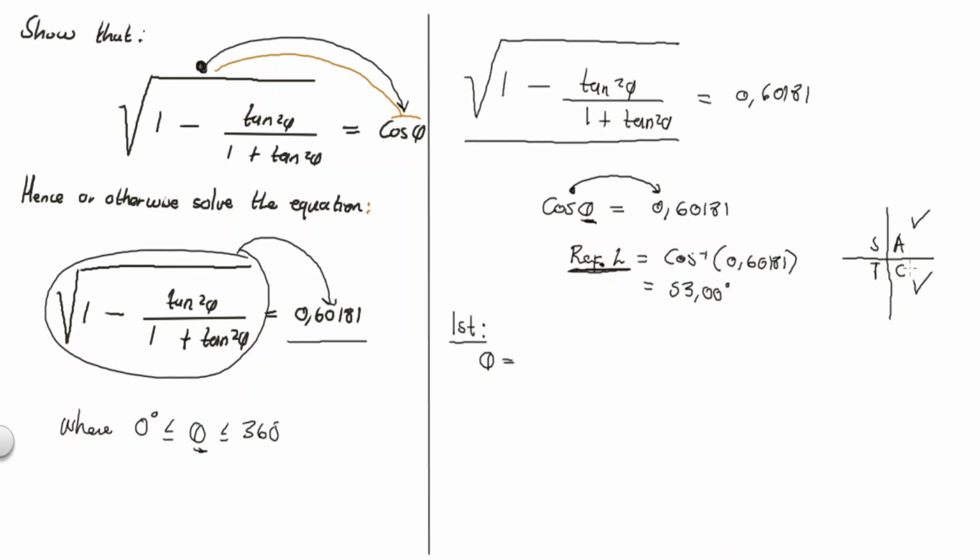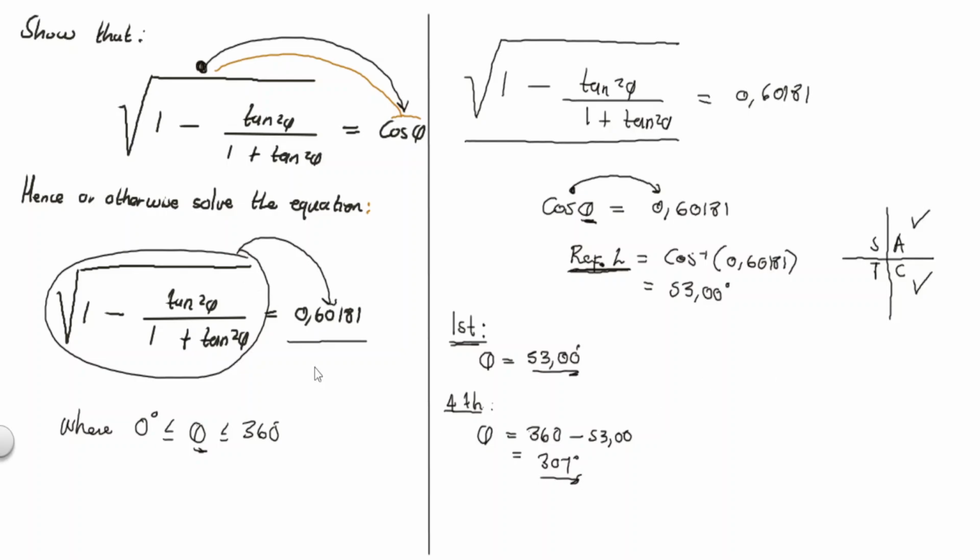So the reference angle is 53. But now, because the solution is found in the first quadrant, our theta is going to be equal to 53 degrees. Now, on the fourth quad, theta is going to be equal to 360 minus 53 degrees. What's the answer? 307 degrees. So those are our solutions.